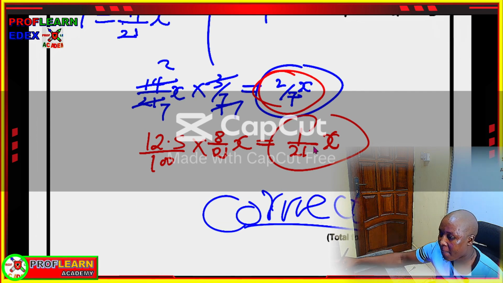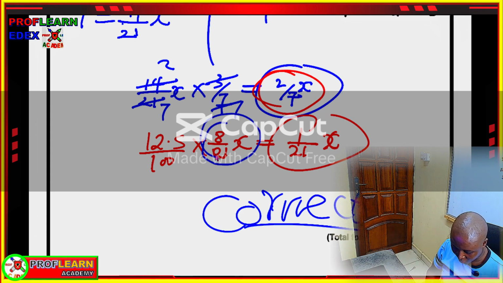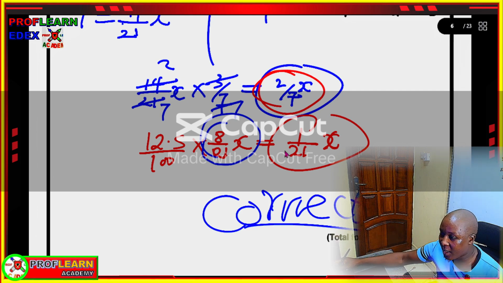Having that, if this is what was remaining with Tina, that is 8 over 21, and she gives 1 over 21 to Luke, Tina is going to remain with 8 over 21 x minus 1 over 21 of x. So 8 minus 1 will be 7 over 21 of x, and this is going to be 1 over 3 x. So you can see Tina is having 1 over 3 x.